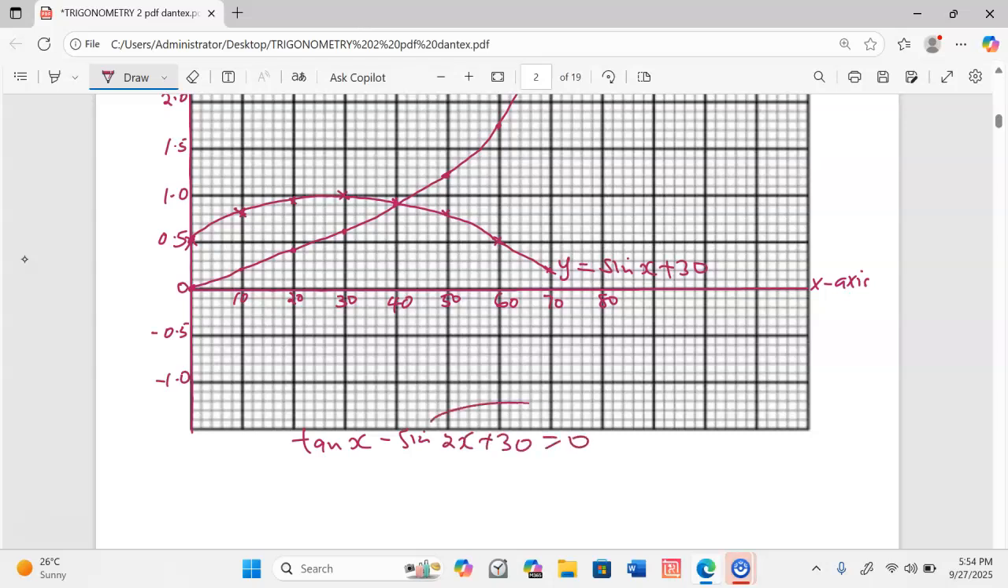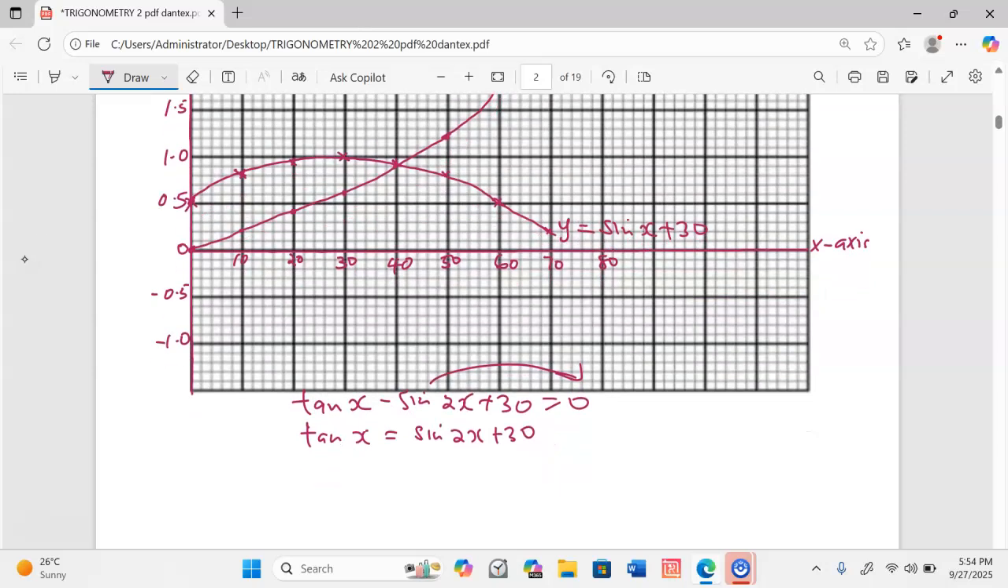So what we are going to do is to move this curve to the other side, such that we are going to have tan x being equal to sine of 2x plus 30. That means the two curves are equal at some point, and they are usually equal at their points of intersection, and therefore we are going to read off the value where the two curves intersect.